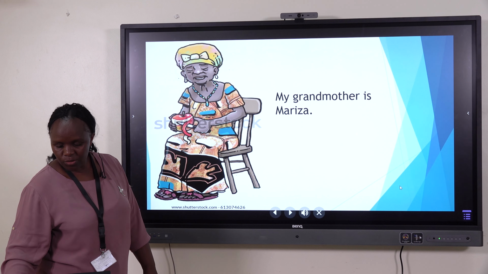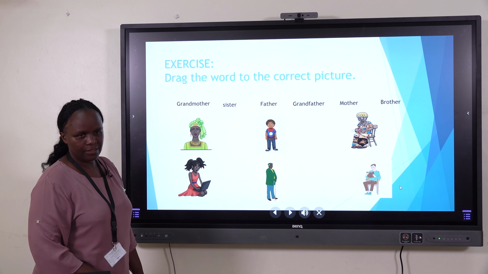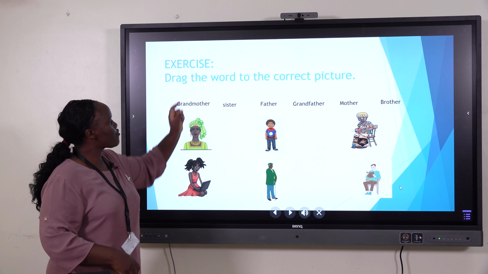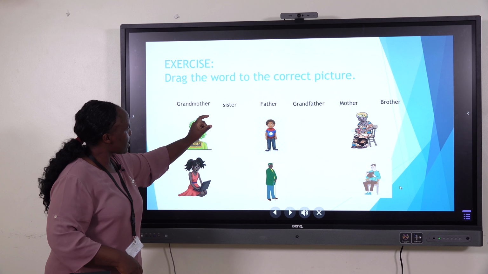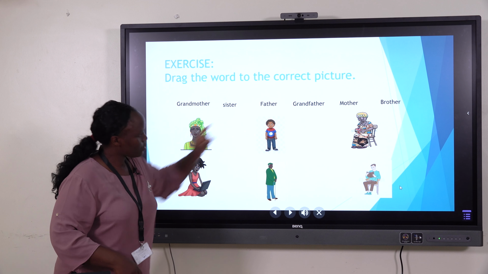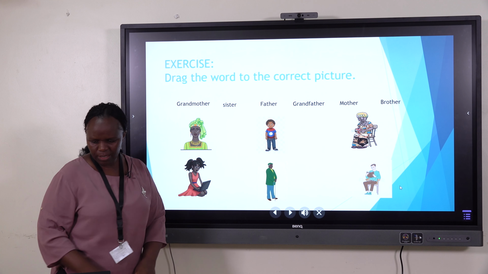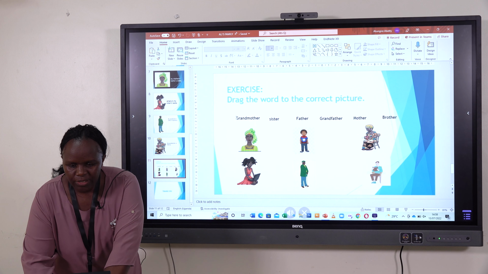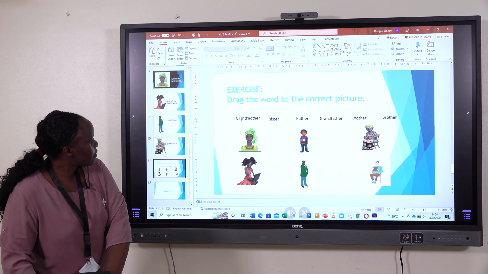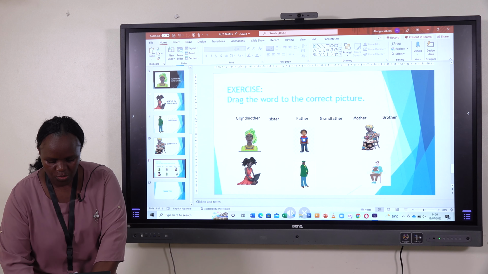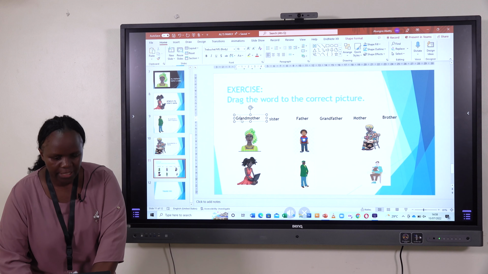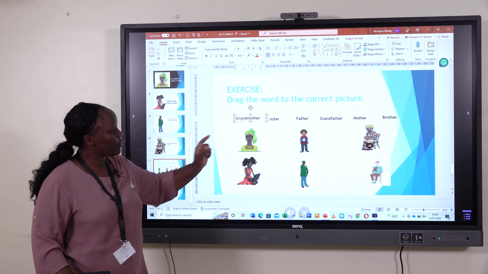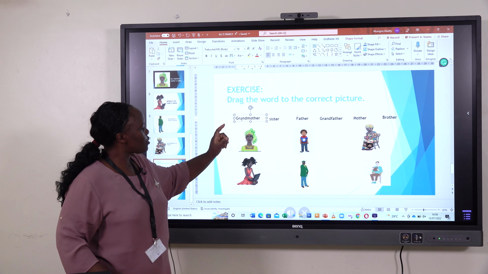So, I'm going to give you an exercise. Or you can also give an exercise to the learners of dragging the word on top to the correct picture. For example, I'm going to do it here. So, you want your learners to drag the word to the correct picture. Make them click into the word, let them read the word first, and identify where the picture that belongs to that word is.